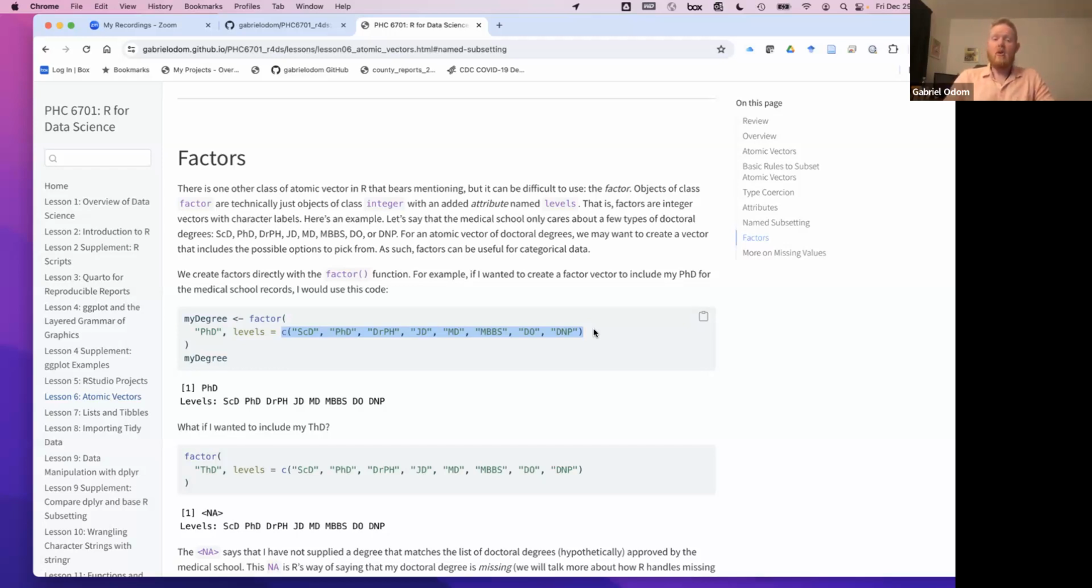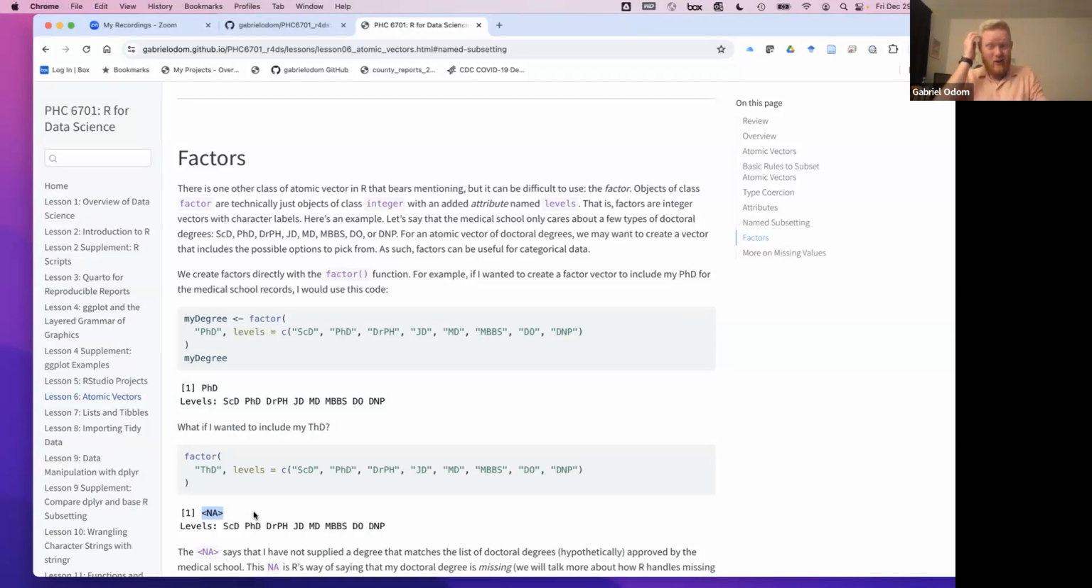So in that case, a factor would probably be a good way to design this in R, to say, well, here are the choices that you get to pick from. You have to pick one of these. Well, what about my doctorate of sacred theology? A hospital is probably not going to care about that very much. And we can see here that if I tried to include my doctorate of sacred theology as one of the degrees in this list, it's actually going to spit back NA. Well, why is that?